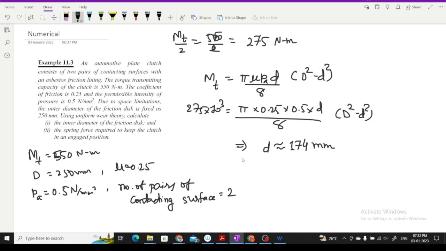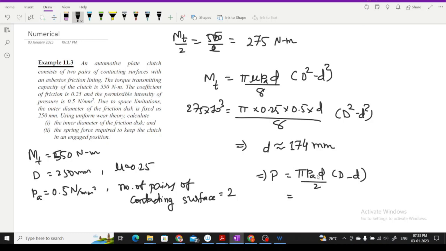Yes, sir. 174 correct, right? So with a scientific calculator, at least you are getting this answer, correct? Okay, so once you get this particular small d, then you can calculate the axial force in case of this uniform wear theory. For that, we have pi p_a d by 2 (D minus d). Now you again have all the data with you. p_a is 0.5, capital D is 250 and small d is 174.